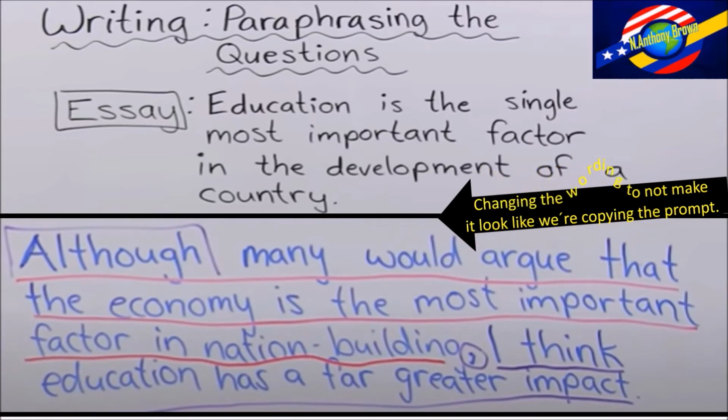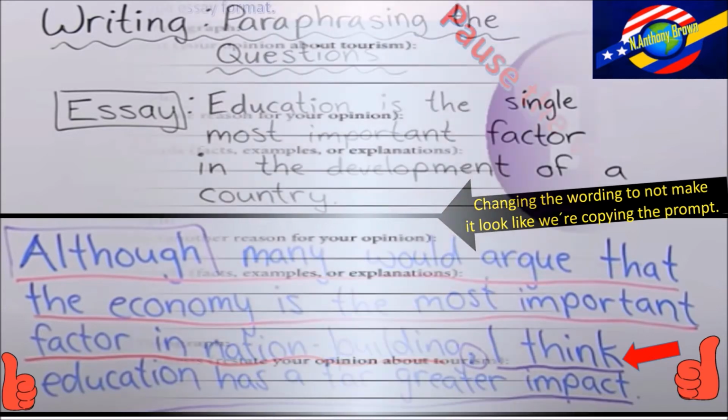This is an example. Although many would argue that the economy is the most important factor in nation building, I think education has a far greater impact. So we can see here, this is a different introduction where we change the wording. We're using our own words, we're not copying the same words from the prompt.